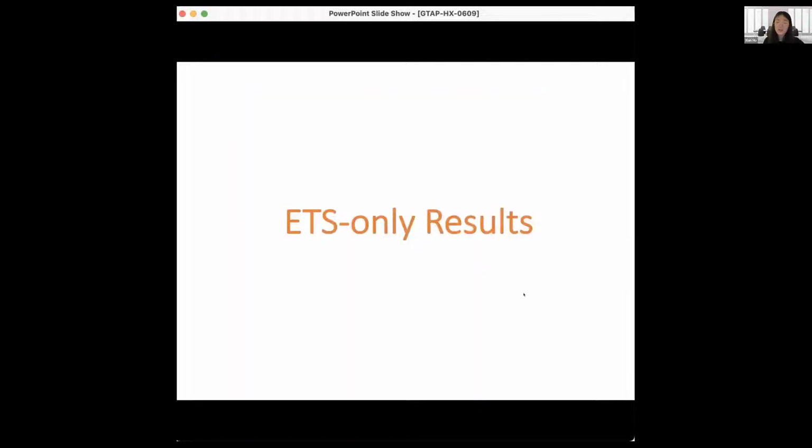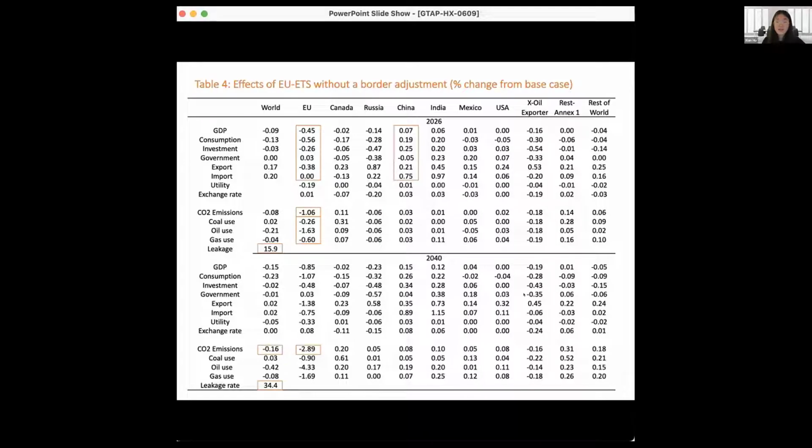Okay, let me show you some results. First, the impact of ETS on key variables in 2026 compared to the base case. Let me highlight the main points. For the EU, the 2026 GDP is lower by 0.45%, while the CO2 emission falls 1.1%, and there are also some interesting shifts in the composition of fuel use in the EU due to the structure of electricity production.